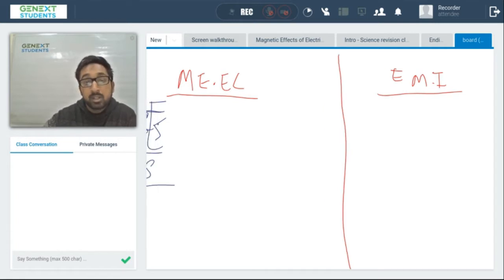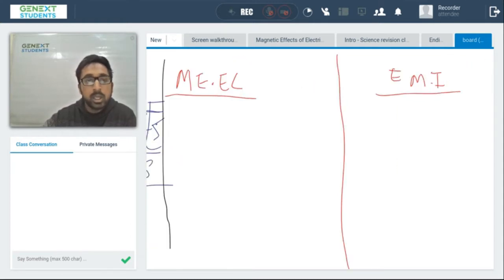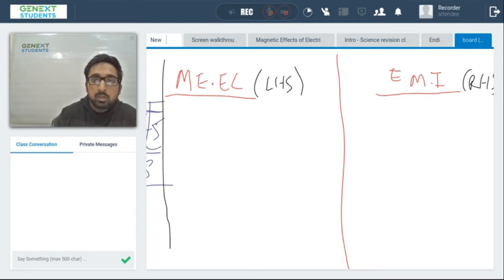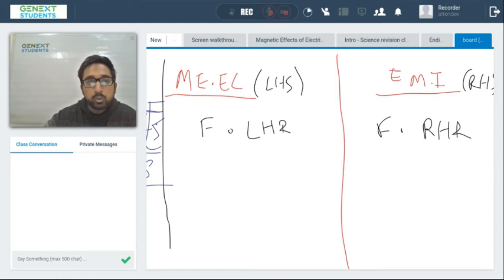So how do we differentiate between them? We differentiate between these with a very basic phenomenon known as Fleming's rules. In this one I have written left hand side, and in this one right hand side. Here I will use Fleming's left hand rule, and here I will use Fleming's right hand rule. It is as simple as this. The only basic difference between the magnetic effect of electric current and electromagnetic induction is Fleming's left hand rule and Fleming's right hand rule. We just need to learn what these rules are.